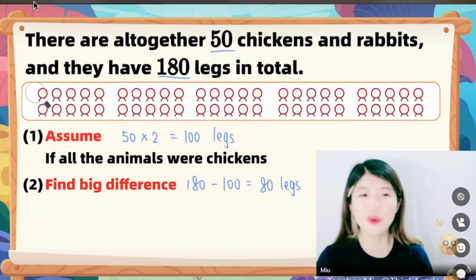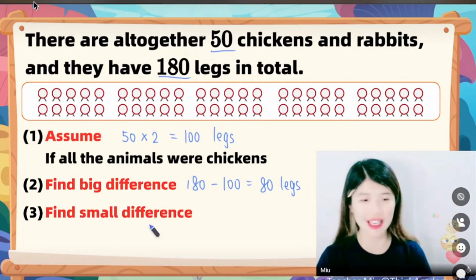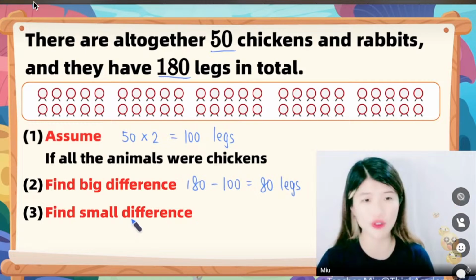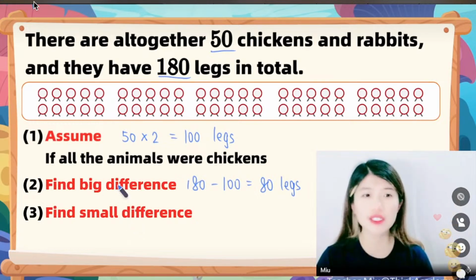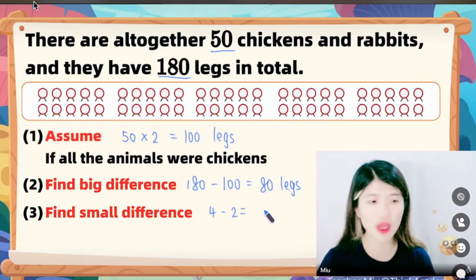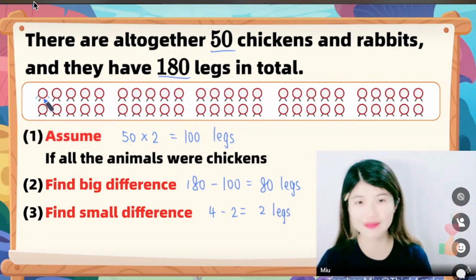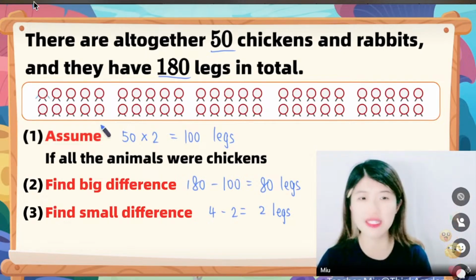Definitely not, right? We need to know for each of the heads, how many more legs can they have? That is what we call the small difference. At most, one head can have 4 legs. Now we already have 2 legs. So we can add 2 legs for each head, just like this, for the blue ones. So how many such pairs of blue legs can we add?